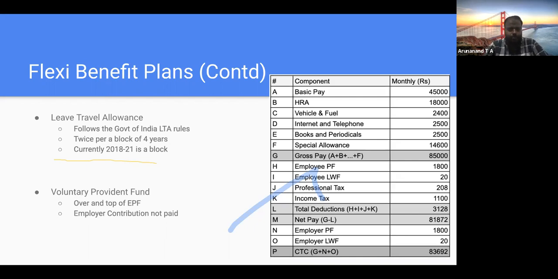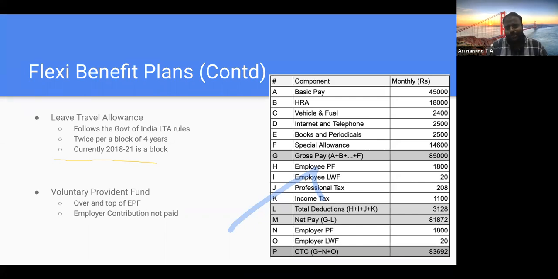Some HRs are of the opinion that it should not be given every month, and should be given only when the employee requests, etc. This is debatable, but most companies provide LTA on a monthly basis as a non-taxable component. Some pay it as a taxable component as well. That depends on the HRs. If they give it as a taxable component, when employees provide bills, they will have to reconvert it to non-taxable. That's how it works.